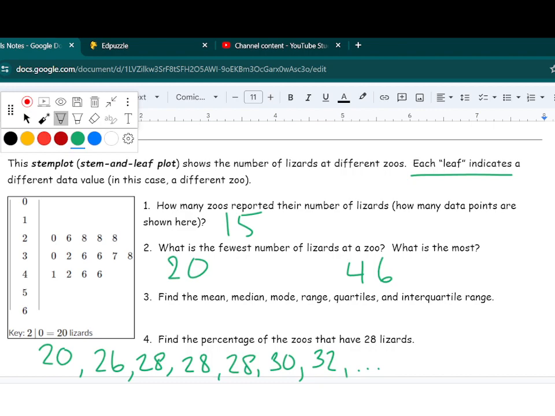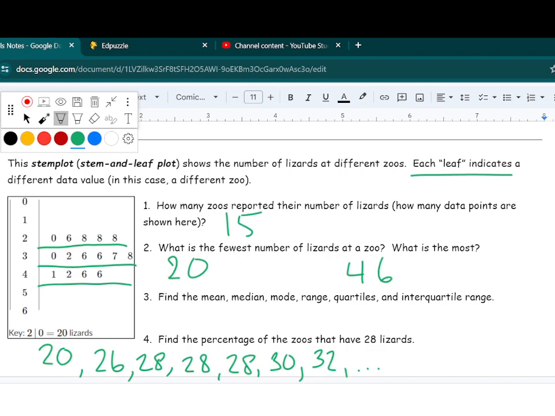And then mean, median, mode, range, quartiles, and interquartile range. Now, a stem plot is, again, a lot like a dot plot in that you can pretty easily see the mode, and you can easily find the range. So the mode is going to be whichever set of leaves has the most of a repeated value.